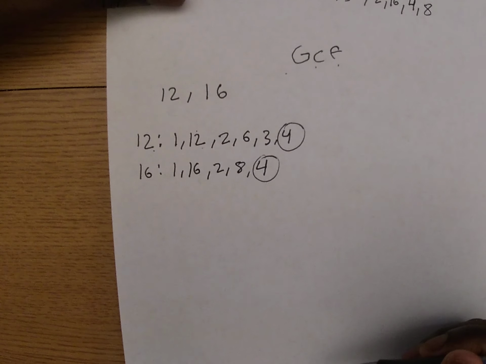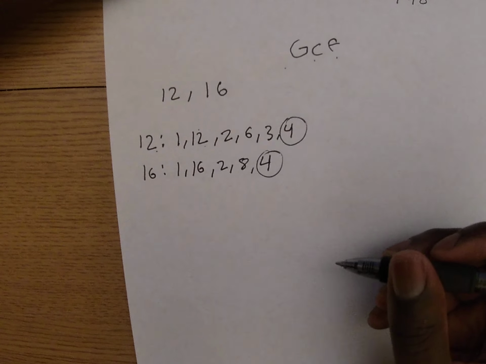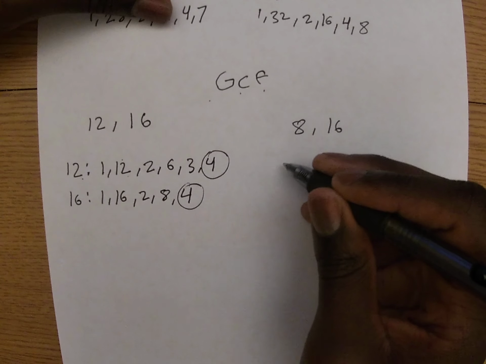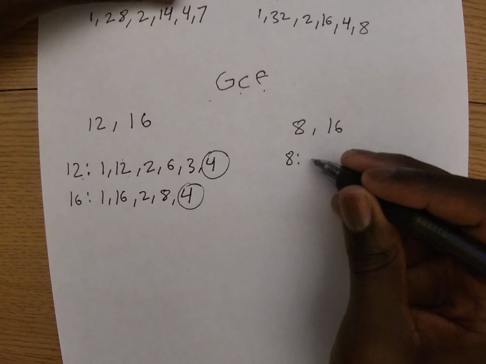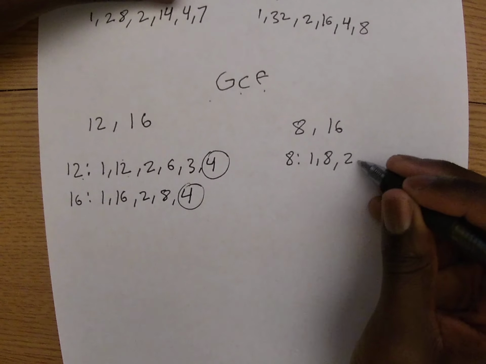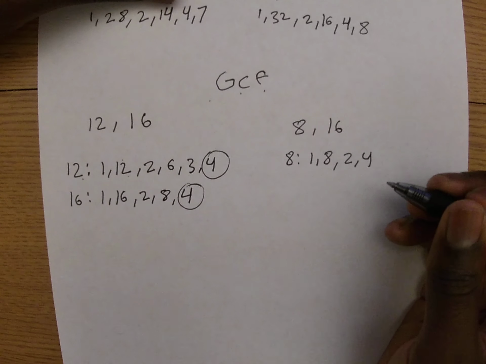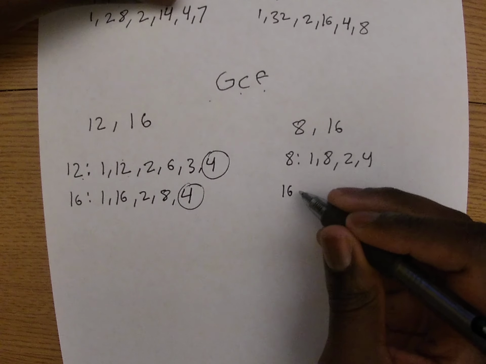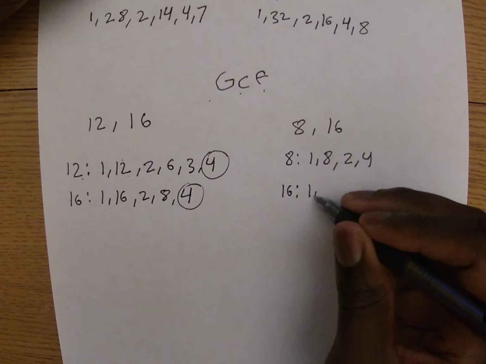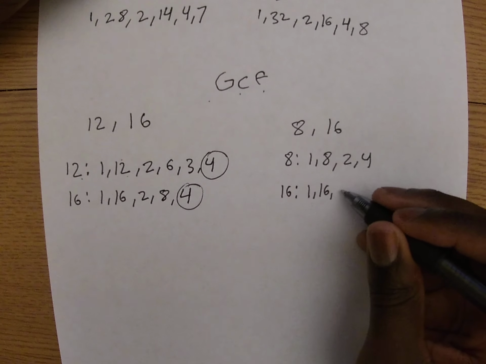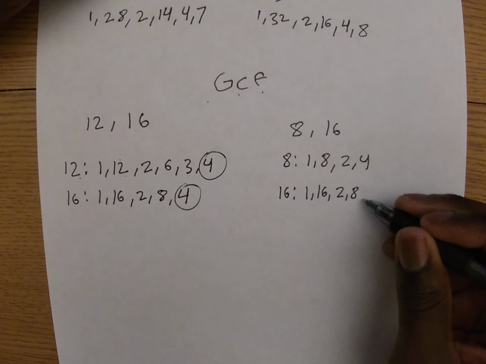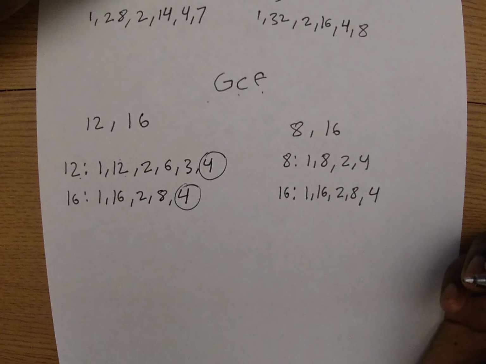Alright, let's look at another example. Let's say we have 8 and 16. So for 8: 1 and 8, and 2 and 4. Let's look at 16 again. We already know the factors of 16 from the last problem: 1 and 16, 2 and 8, and 4 and 4.